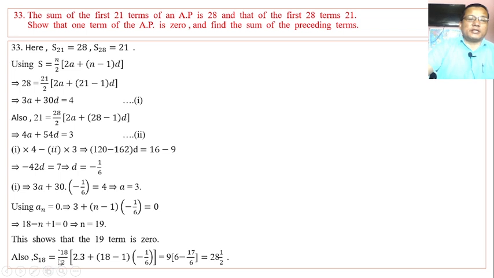Also, S18 is 18 by 2 times twice A, the value 3, plus the number of terms, 18 minus 1, into the common difference, minus 1 by 6. Evaluating this value, we get 28 whole 1 by 2. S18 is equal to 28 whole 1 by 2.